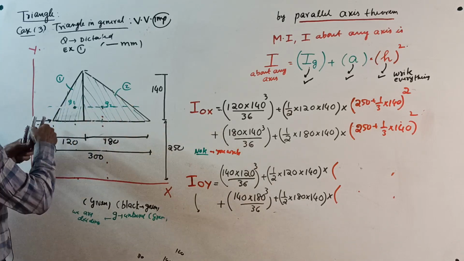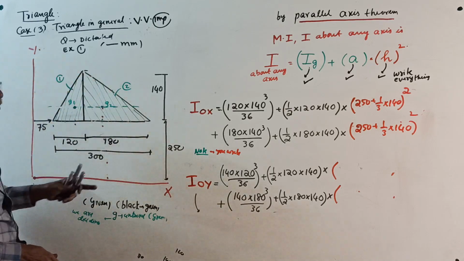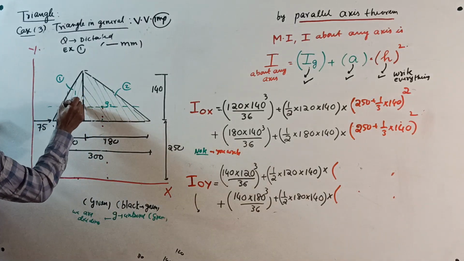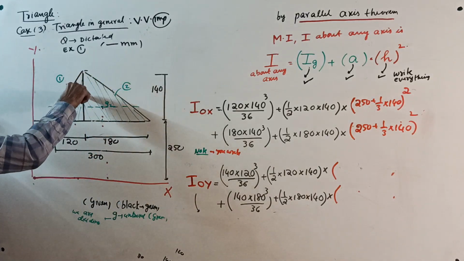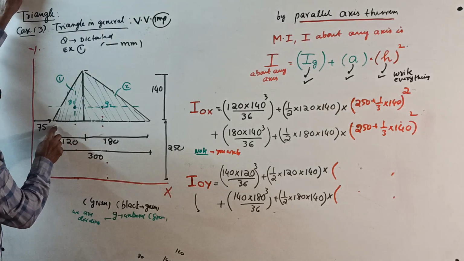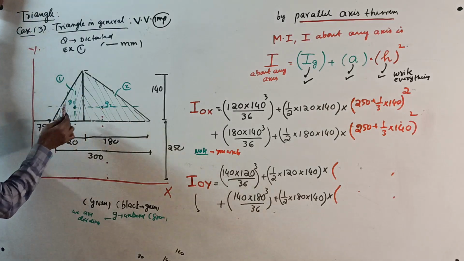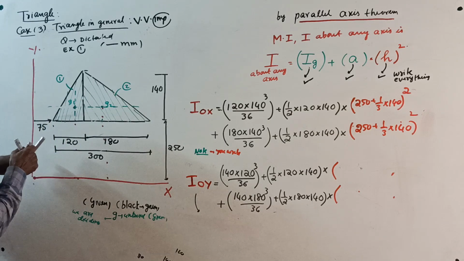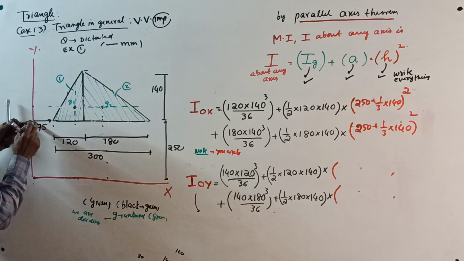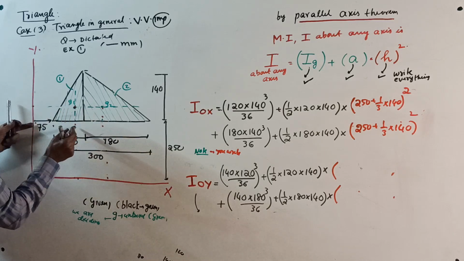Okay, now come to I about OY. Now you have to split it. First, about its own axis: 140 into 120 cube by 36 plus half into 120 into 140 into, from the centroid here to this one, this distance squared, 75 plus 2/3 of 120.